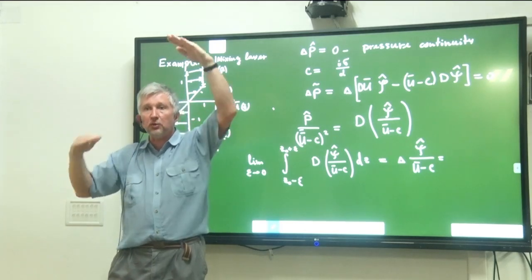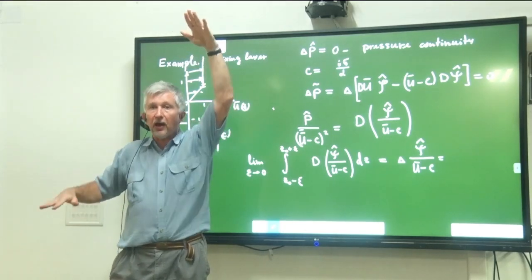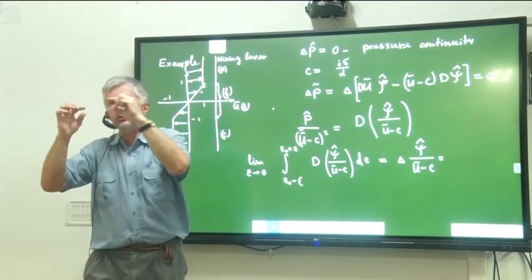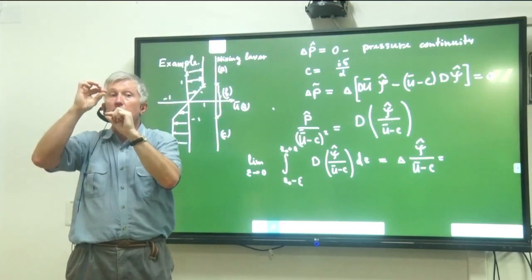So it is not only boundary conditions which are outside of the layer that we need to take into account, but we also need to consider what happens at these corner points.